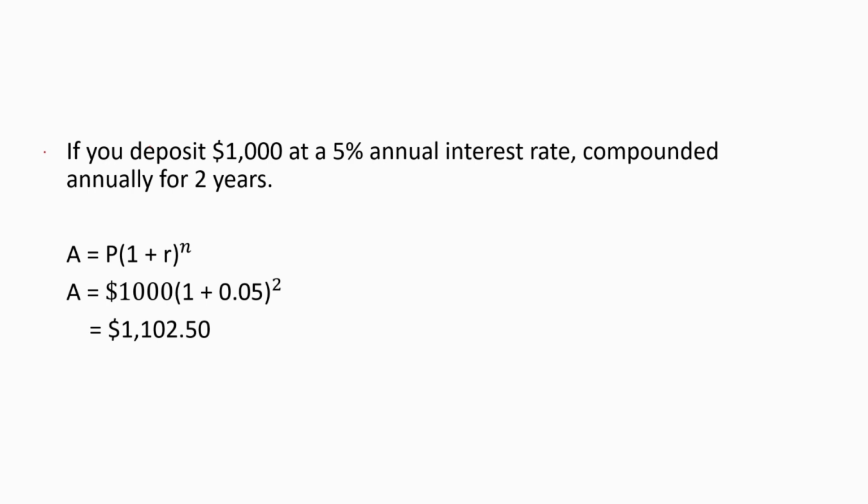Let's do this example. If you deposit $1,000 at a 5% annual interest rate compounded annually for 2 years, calculate the total amount you will receive in 2 years. Another important thing to note is that if the question is only giving the percentage value without this, let's say if you deposit $1,000 at 5% compounded annually for 2 years, this typically means per annum rate, because this is the standard way unless otherwise specified.